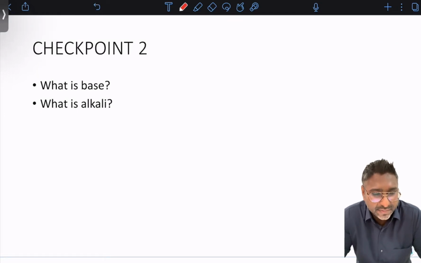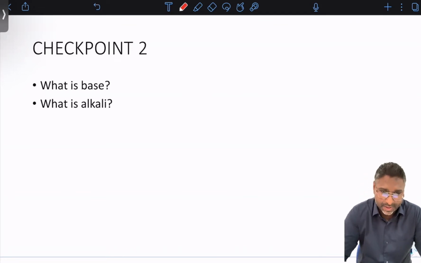Rakesha, what is base and alkali? Bases are proton acceptors and they form hydroxide ions. Alkali is the same as base, but it's soluble in water. Okay. There are certain things which are correct, and certain things that maybe need to be refined a bit.